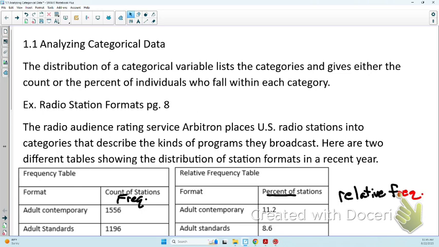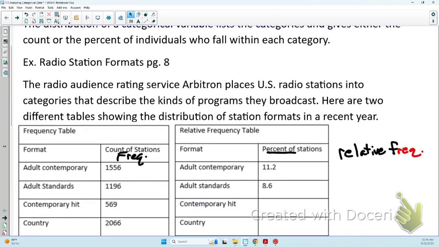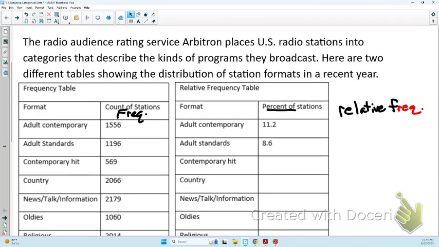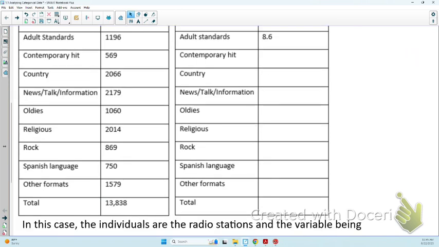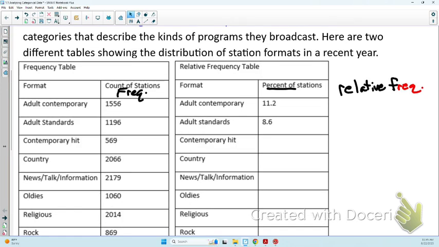It's just the distribution of, so these aren't people's preferences, sorry. This is the distribution of type of station in the U.S. Sorry, I said that wrong. So there are 1,556 adult contemporary radio stations out there in the U.S. at the time of this survey. But out of all 13,838 stations, that's 11.2%. So I hope you're okay with that, calculating that. It's a very basic calculation.